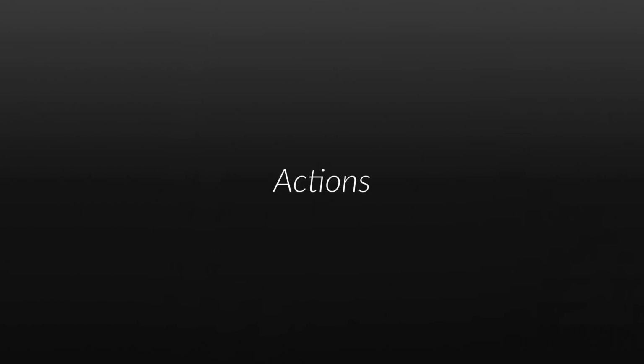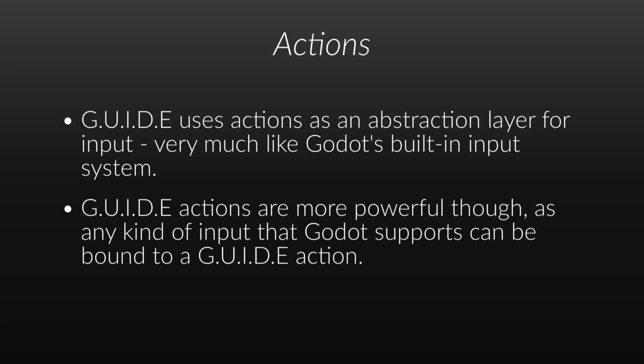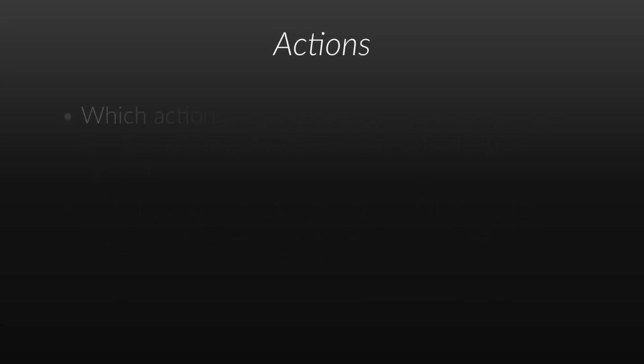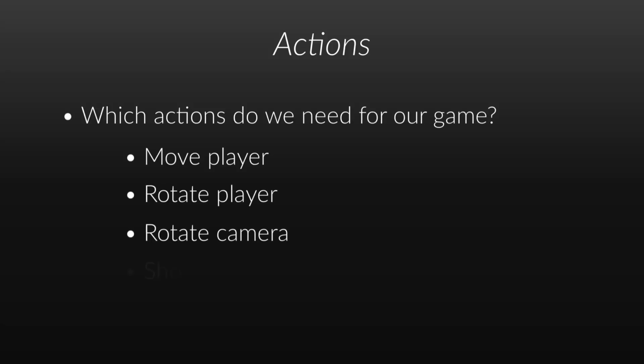Good, now everything is ready and we can start with setting up our player and the camera controls for our game. So how does this work with G.U.I.D.E? Well, like Godot's input system, G.U.I.D.E has a concept of actions. And an action is something that the player can do and that is triggered by any kind of input. We already know a few actions that we want to be able to do. So we want to move the player, we want to rotate the player, we want to rotate the camera, and of course we want to shoot.